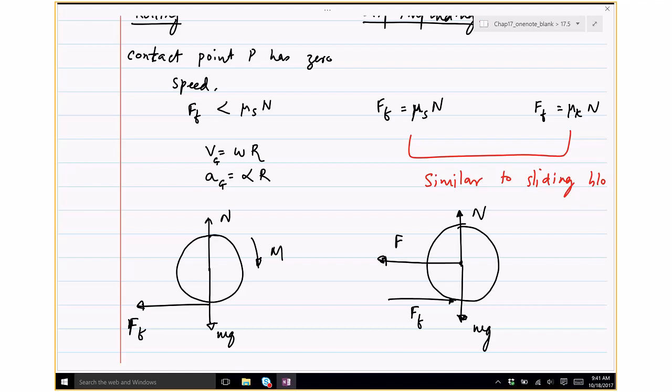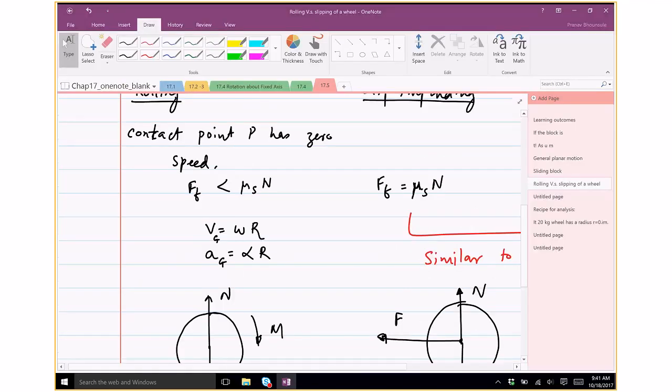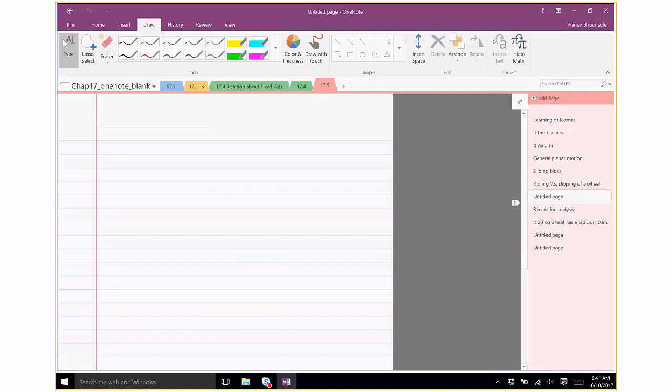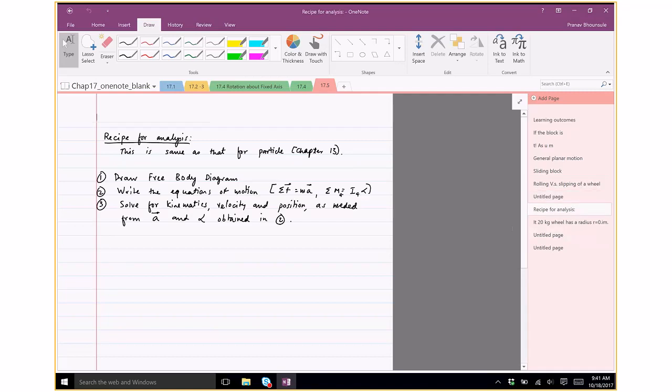So I'm going to do a problem like this. That's why this is very hard, because it's not like you can just plug in and solve it. So here is a problem which will illustrate this best. I'm going to try to finish this because this is very important. So it's the same recipe: free body diagram, equations of motion, kinematics.